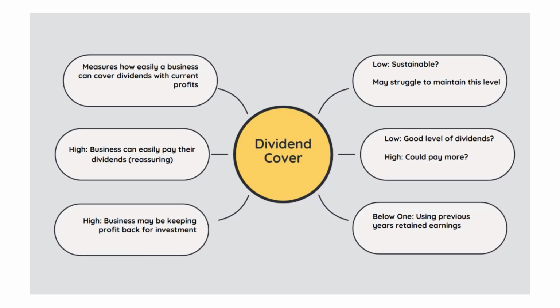Just a quick recording to try and explain the dividend cover ratio and how you could use it in an investor ratio essay. So dividend cover measures the amount of profit the business makes after tax in relation to the amount of dividends they pay. So basically, how easily they can cover those dividends with their current profit levels.